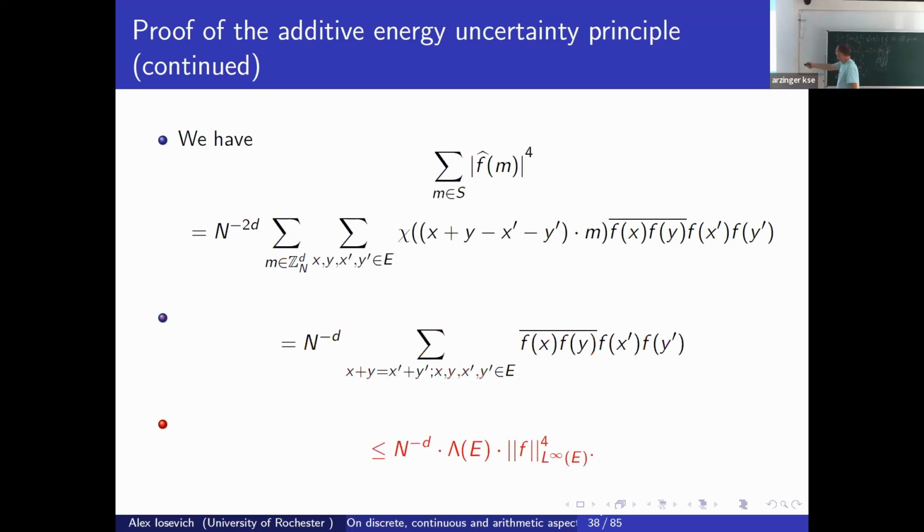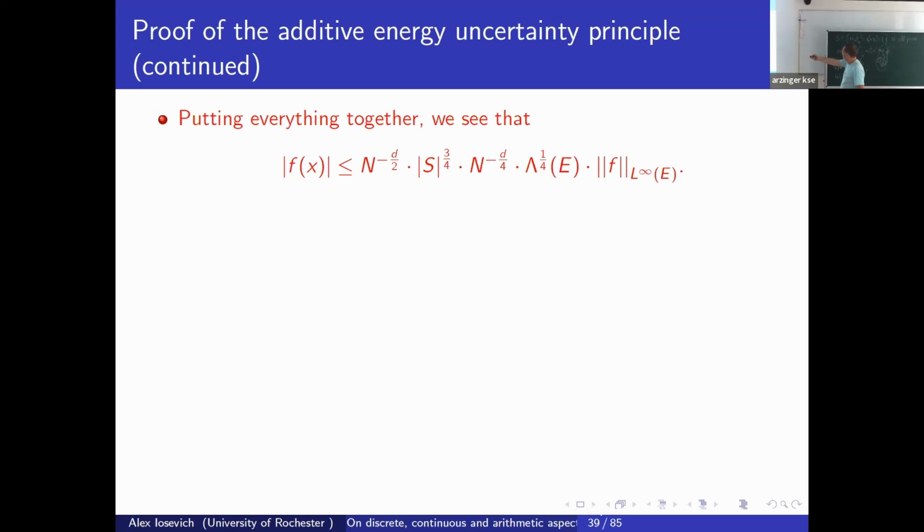You can. So we're just going to bound this by the additive energy of E, n to the minus d times the L infinity norm of f. I mean, L infinity norm in a discrete context is kind of pretentious. It's just a maximum, right? And it's raised to the power of 4. The only reason Azita and I use this L infinity notation here is because we are analysts and, you know, this is what we are used to doing.